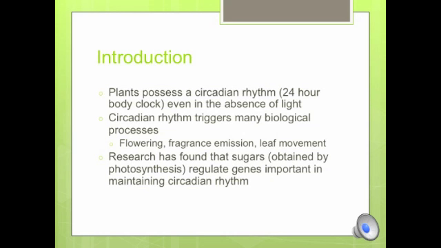Circadian clocks in plants are influenced by environmental signals that entrain feedback loops that ultimately determine their daily behavior. This circadian rhythm in turn triggers many processes such as flowering, fragrance emission, and leaf movement. Experiments have been performed to demonstrate the effect that sugar has on circadian rhythm. They show that these sugars produced by photosynthesis regulate genes that influence this rhythm. The main gene, pseudoresponse regulator 7, is what gives the circadian oscillator feedback. Overall, plants wouldn't be able to tell time without photosynthesis and sugar metabolism.